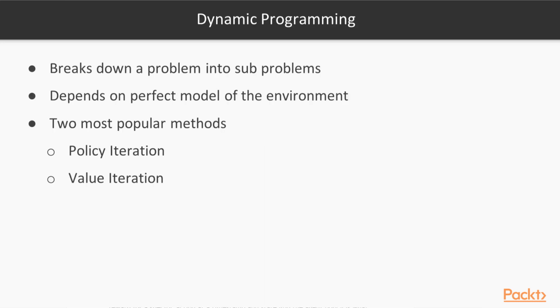Dynamic programming breaks a problem into two problems, and it utilizes the bootstrap method. It depends on a perfect model of the environment, and the two most popular methods are policy iteration and value iteration. Policy evaluation refers to the iterative computation of the value function for a given policy. And then policy improvement is the computation of an improved policy given the value function of that policy. Taking these two computations together, you get policy iteration and value iteration, which are the two most important methods of dynamic programming. Either of them can be used to reliably compute optimal policies and value functions for finite MDPs, given complete prior knowledge of the MDP.